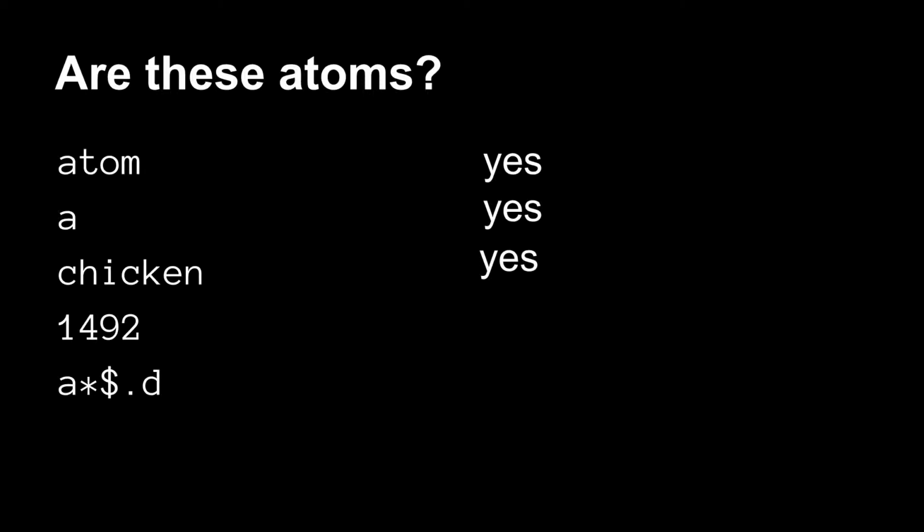Well, what about the thing under that? Is 1492 an atom? Yes, actually, because it's still made up of characters. Finally, what about this weird looking string that looks almost regex-like? This is also an atom, because it's made up of characters. So try to think about what atoms might mean, especially now that I'm going to show you this next concept.